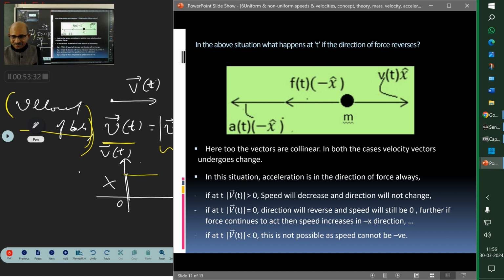Speed cannot be negative. So if you write v of t greater than 0, v of t equal to 0, v of t less than 0, you should immediately stop and say, sir, this condition is not possible. Then what happened to the body? This condition is not there at all. Speed cannot be negative. Understood now?